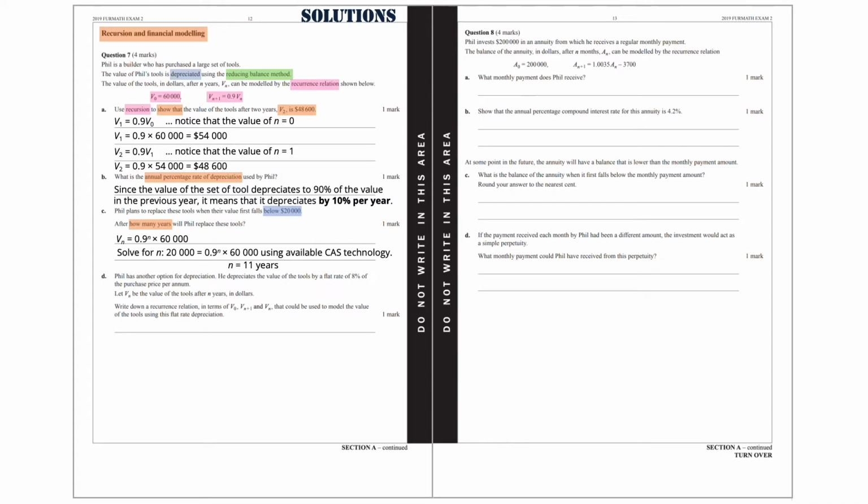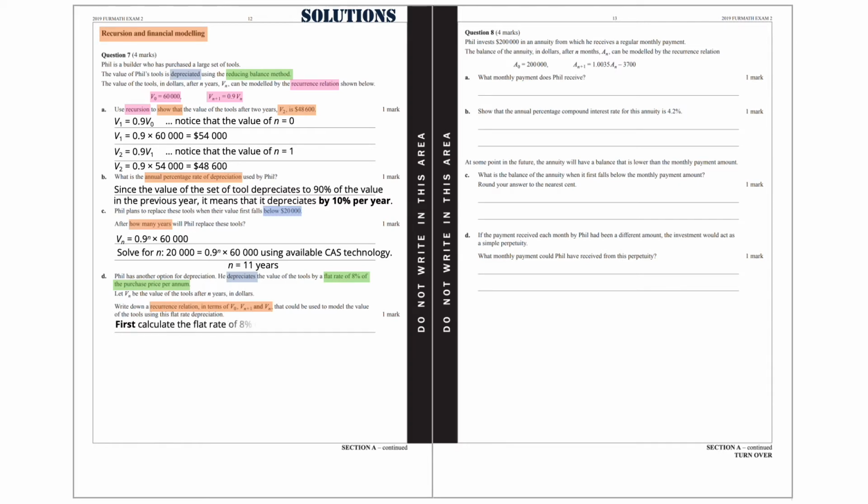Part D. Phil has another option for depreciation. He depreciates the value of the tools by a flat rate of 8% of the purchase price per annum. Let Vn be the value of the tools after n years in dollars. The question is asking to write down a recurrence relation in terms of V0, Vn plus 1, and Vn that could be used to model the value of the tools using this flat rate depreciation.